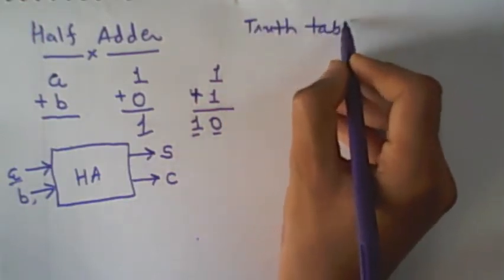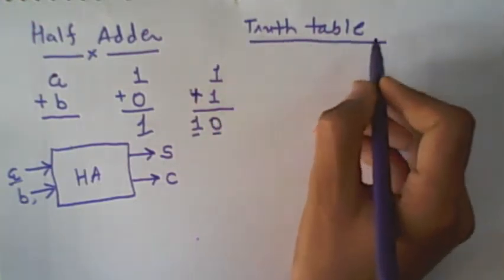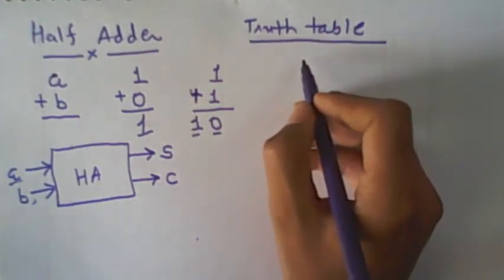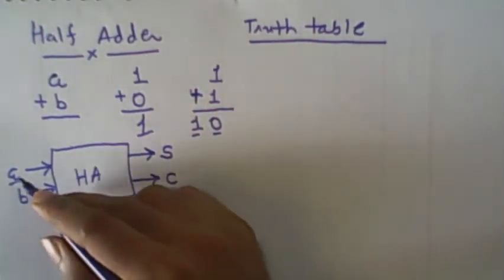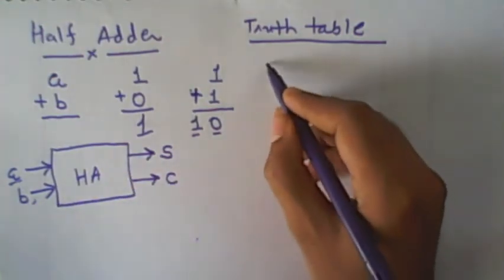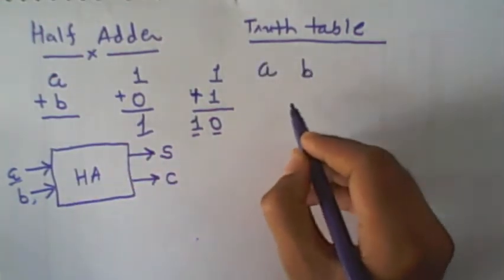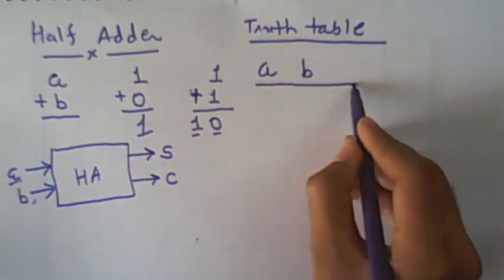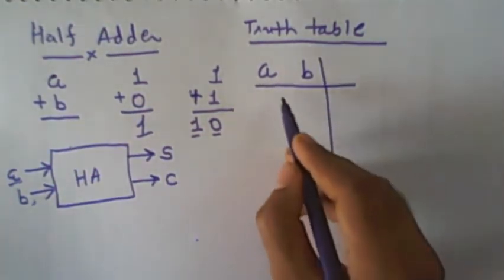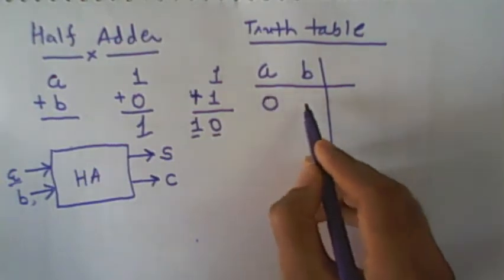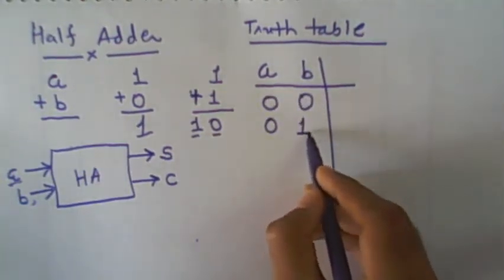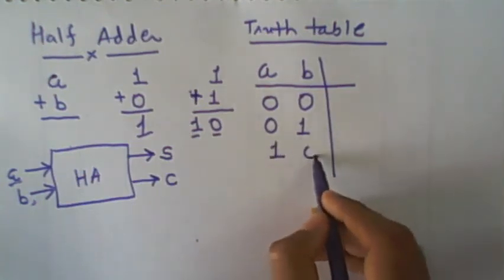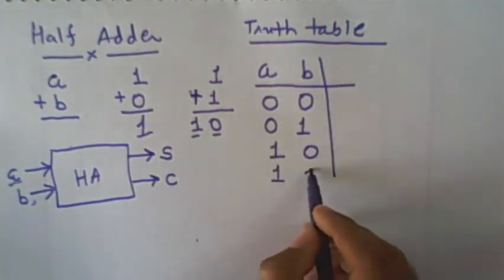Truth table. As per the definition, what is the truth table? A truth table has all possible combinations of input variables. Here we have two input variables, A and B. For two input variables, how many possible combinations? There are 4 possible combinations: 0 0, 0 1, 1 0 and 1 1.